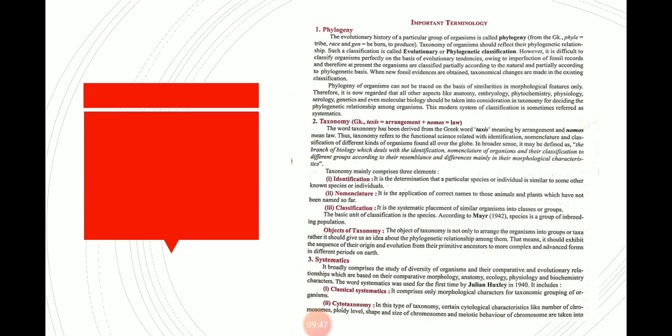Thus, systematics is of the following types. First is the classical systematics, which takes only the morphological characters into consideration for classifying organisms. Next is cytotaxonomy. This includes the study of chromosome number, type of nucleus, shape and size of chromosome, mitotic and meiotic behavior of chromosomes, taken into account for differentiating between the cellular structures of organisms while classifying them.